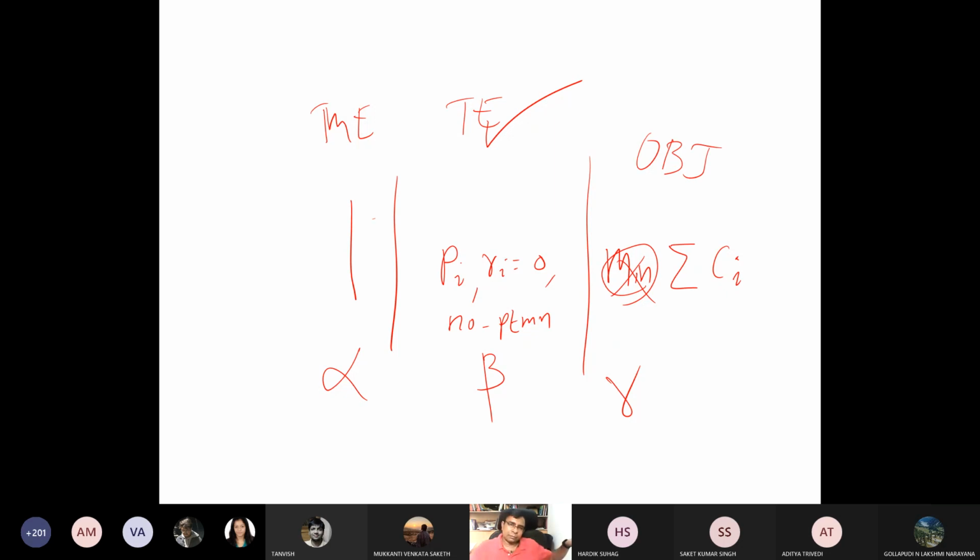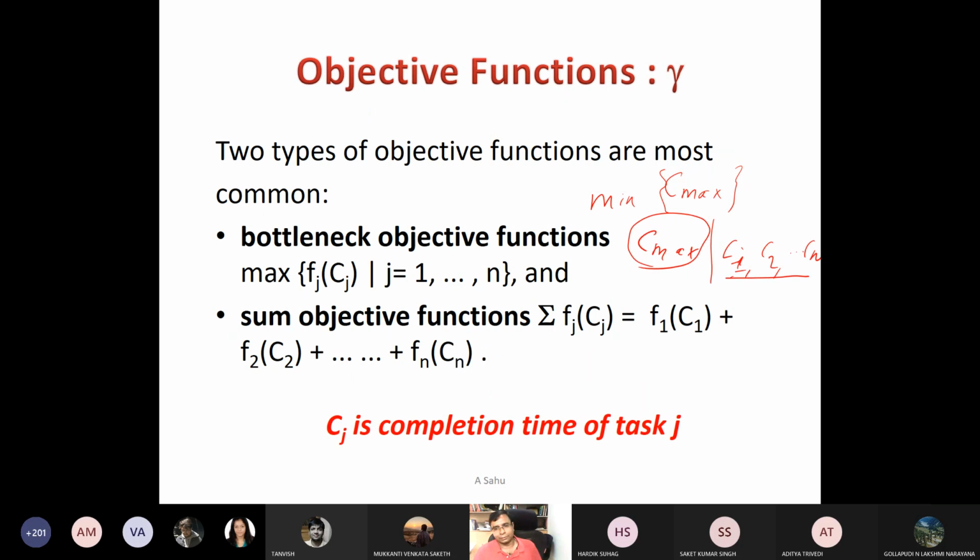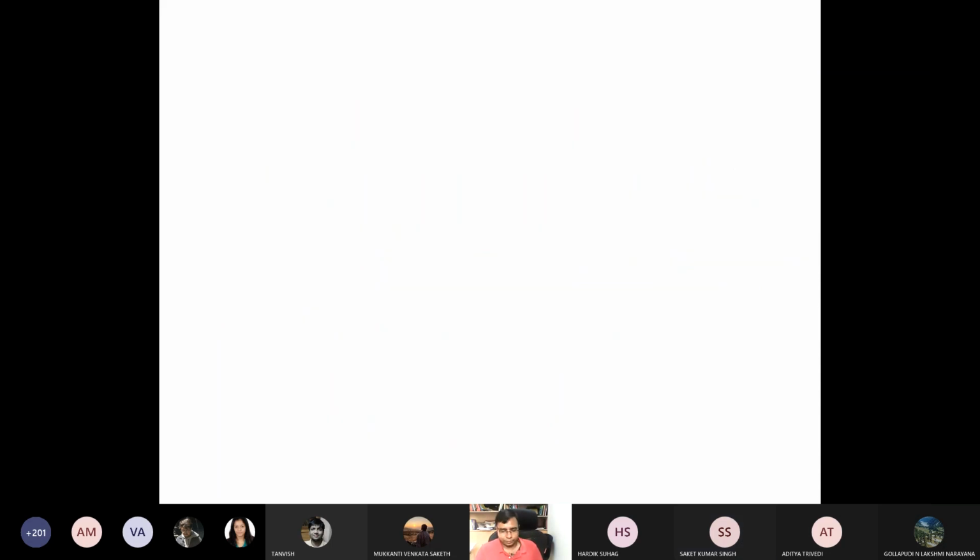So any scheduling problem can be represented using alpha, beta, gamma notation. Is this clear? Sir, could you explain what is Ri? In this case, Ri is release time, not the resource one. This is release time. All jobs arrived at time 0. Okay, so all jobs arrived at time 0.